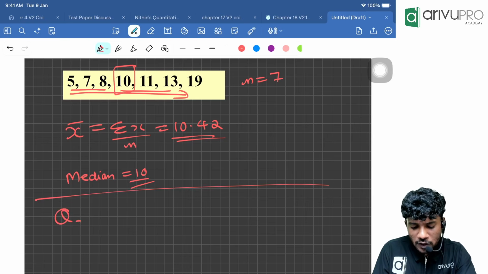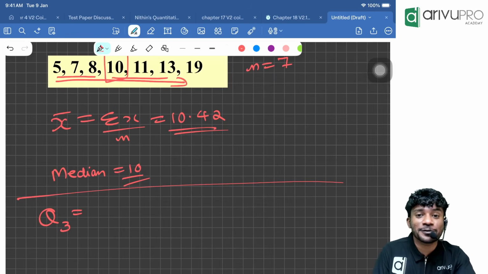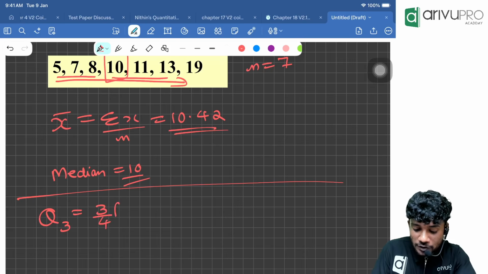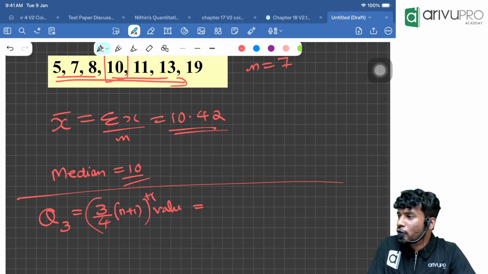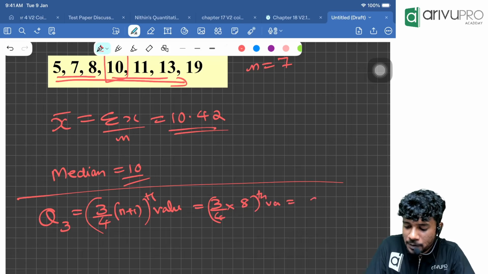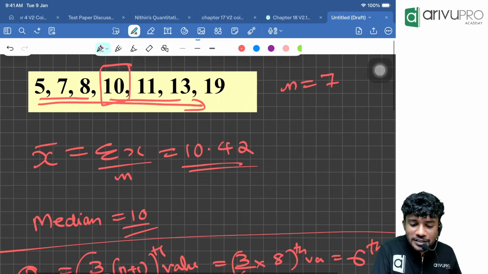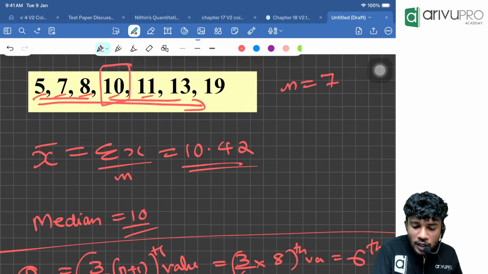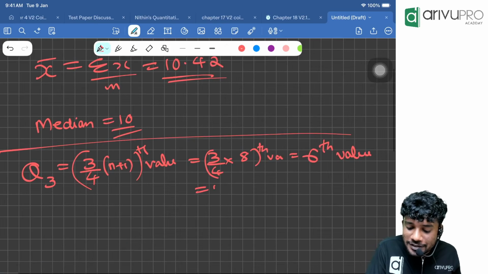We are going to find Q3. Everyone get me Q3 for the same question. What is the formula for Q3? 3 by 4 into n plus 1th value. How to find it? 3 by 4 into n plus 1, that is 8, is the 6th value. So first time we are getting a value without a decimal. Who is the 6th value over here? 1, 2, 3, 4, 5, 6. Answer is what, people? 13. Q3 is equal to 13.